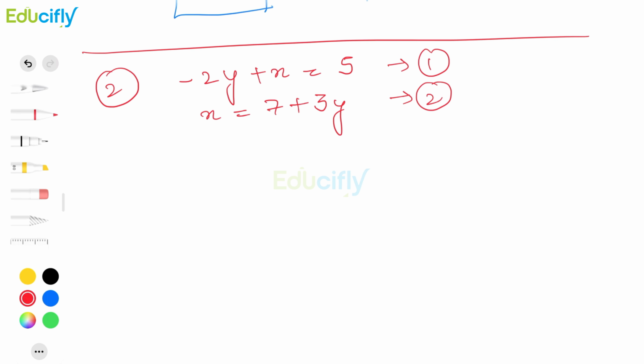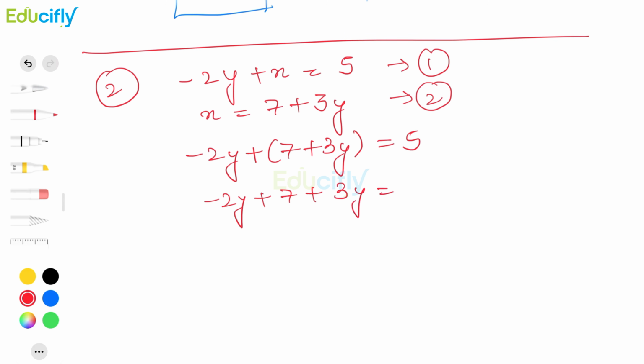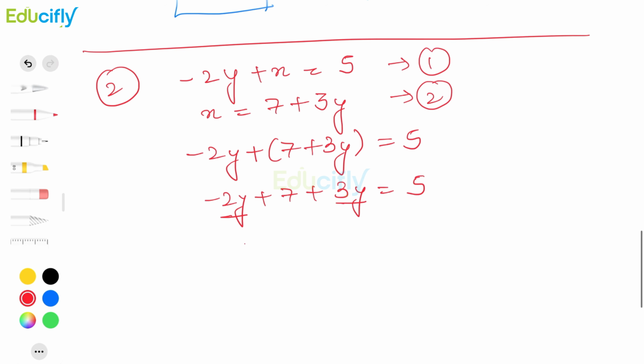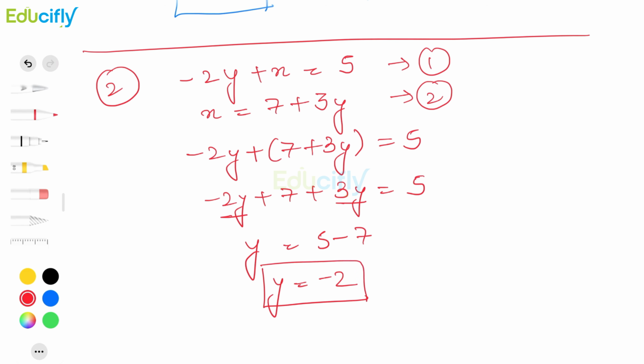Now I am using the second equation and plugging it into the first one, right? So it's negative 2y plus, and this is 7 plus 3y. It is always safer to put a bracket here when you have two binomial terms, right? It is a much easier way to execute the answers, right? So the answer will easily come out like this. Negative 2y and 3y is going to give you a y, and this is 5 minus 7, which is negative 2. So this is one solution here.